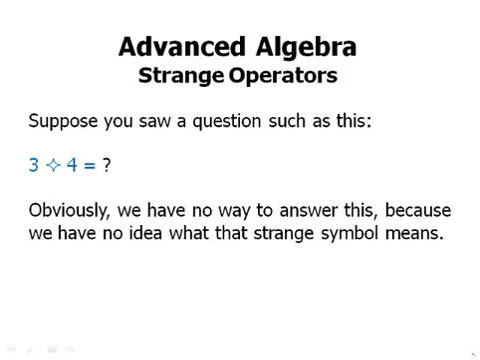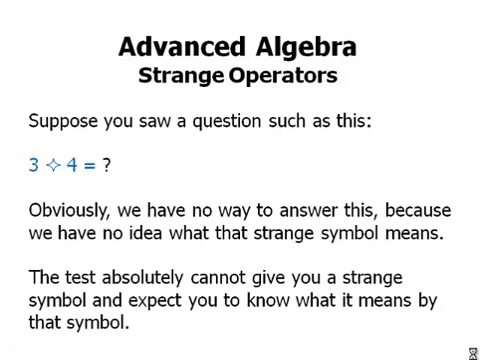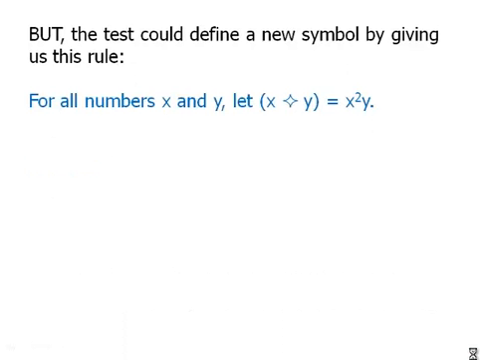Obviously, we have no way to answer this because we have no idea what that strange symbol means. The test absolutely cannot give you a strange symbol and expect you to know what it means by that symbol. So that would be a totally unfair, illegitimate question. You will not see that on the test. But the test could define a new symbol by giving us this rule. For all numbers x and y, let x star y equal x squared times y.